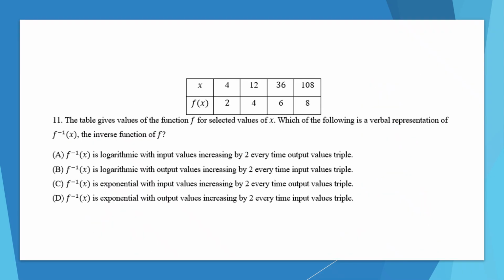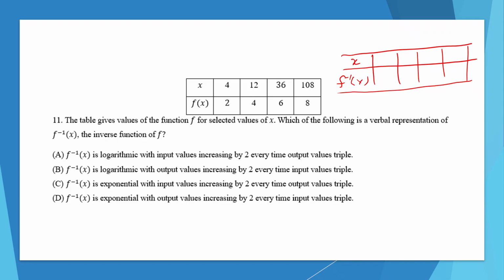Number 11, the table gives values of function f for selected values of x. Which of the following is a verbal representation of the inverse? And so taking a look here, we're going to have x, and then you're going to have the inverse of f of x there. And now let's plot our points, right? To find our inverse, all you have to do is swap your x and your y values. So this becomes 4, 12, 36, 108, and then this becomes 2, 4, 6, and 8.